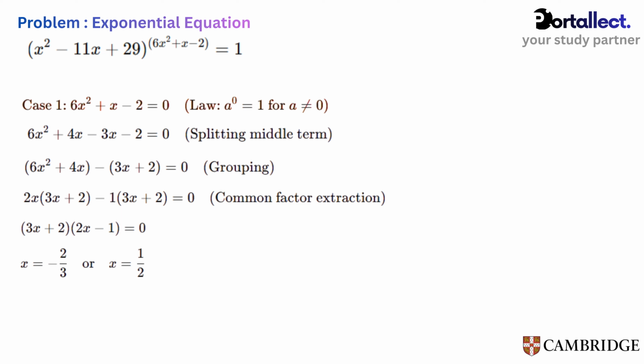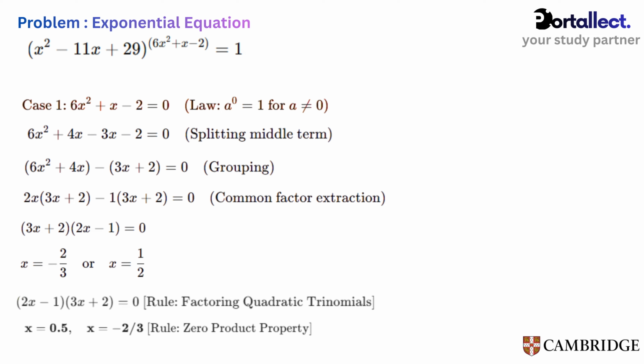Using the zero product property, we set each factor equal to 0. 3x plus 2 equals 0, or 2x minus 1 equals 0. So x equals -2 over 3, or x equals 1/2. Now we move to the second case. We use the identity property of 1, which states that 1 raised to any power equals 1. So we set the base equal to 1.